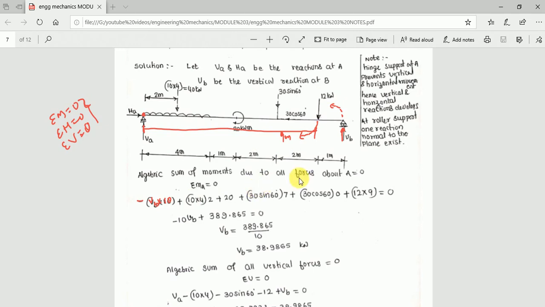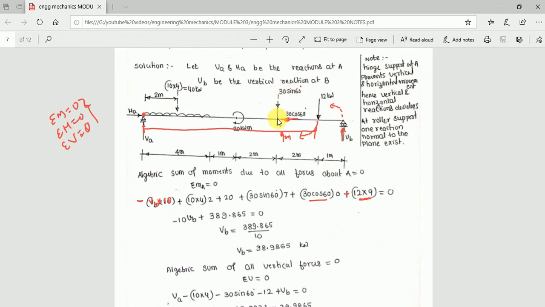Here is the value: 12 into 9, which I have written here. This is clockwise. Now see here, this horizontal force will pass through the point. If I extend its line of action, it will pass through the chosen point. That's why it will not yield any moment, so 30 cos 60 into 0. Next, this is the load, 30 into 30 sin 60.